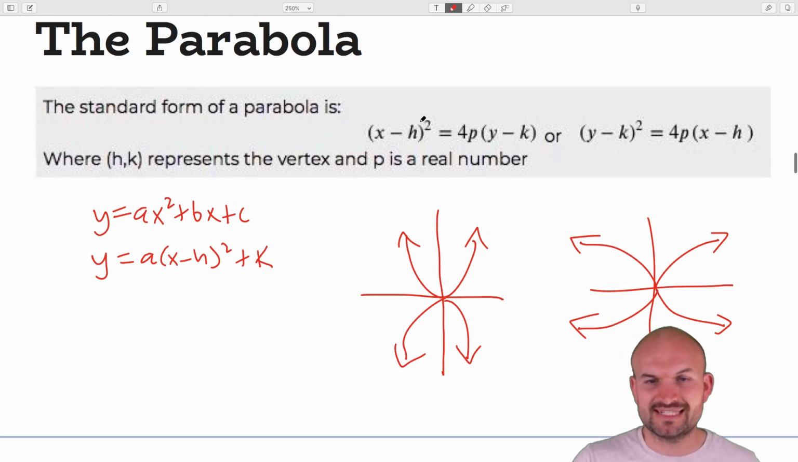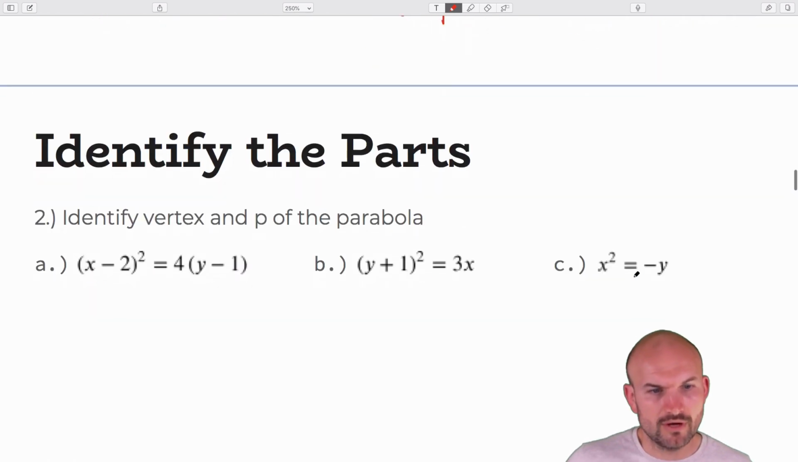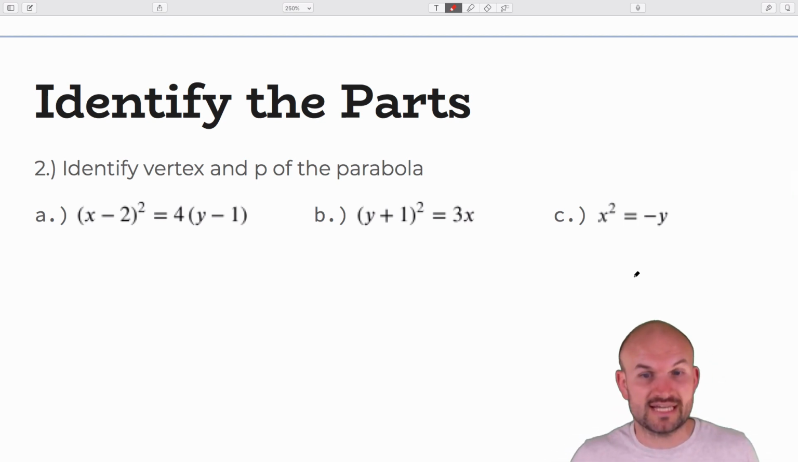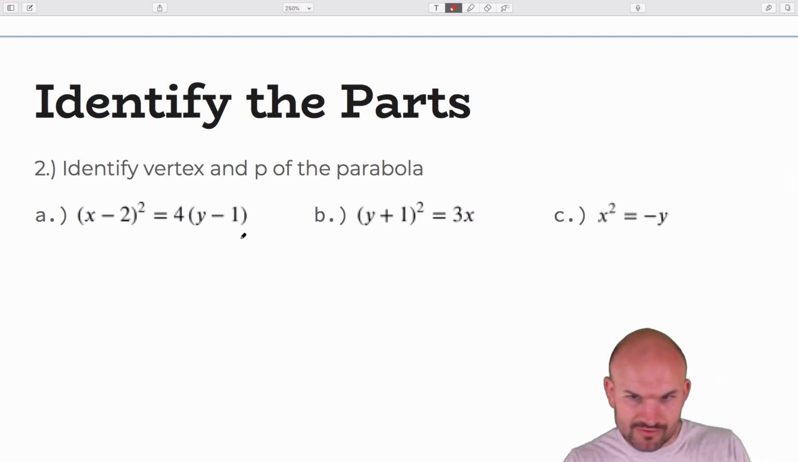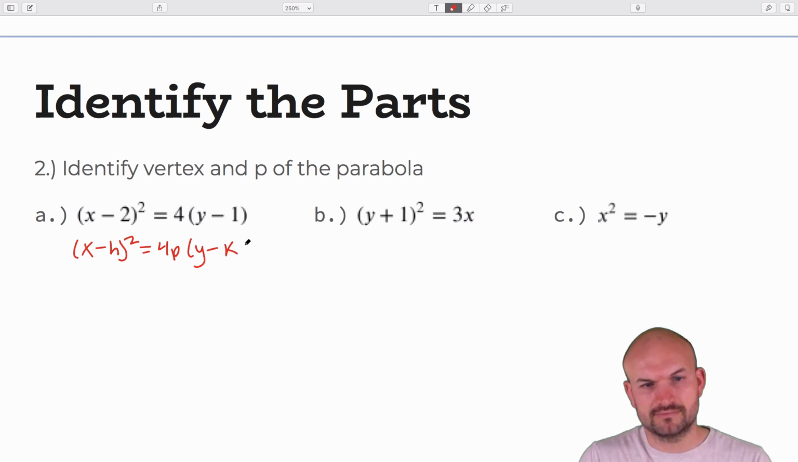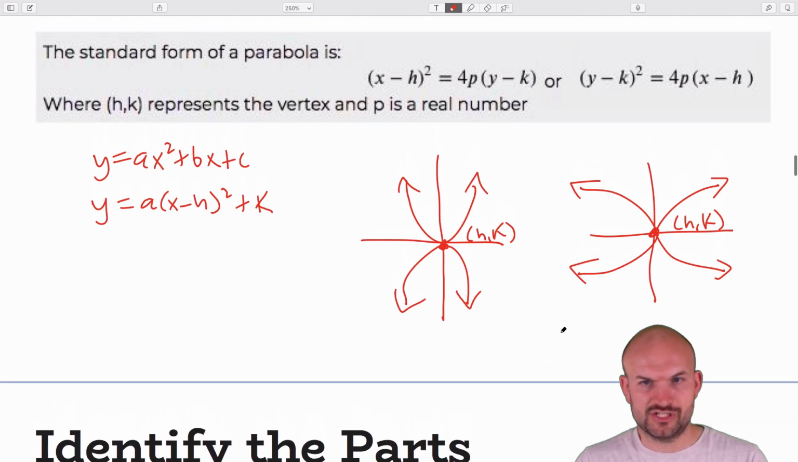The main thing we want to identify is that h and k represent your vertex. It doesn't matter how the parabola opens up, h and k is going to represent your vertex. All I wanted my students to do in this case was identify the parts, so just find the vertex. We don't know what p is right now, but we're going to find p. So first one, if you have x minus h squared equals 4p times y minus k, that's the formula I just gave you.